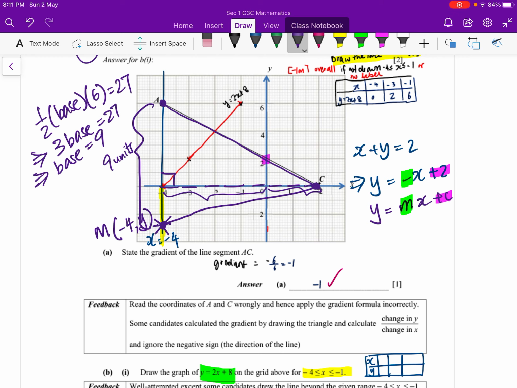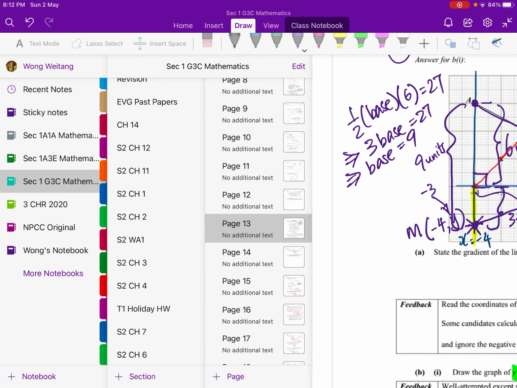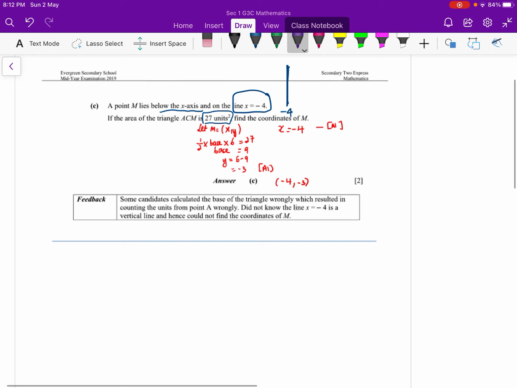Since the y coordinate of A is 6, we know that this being 6 units, then whatever is at the bottom of the x-axis must be 3 units. So we know that the y value is -3 because it lies below the x-axis. So that brings us to the coordinates of M, -4, -3.